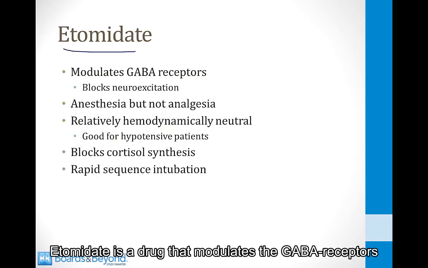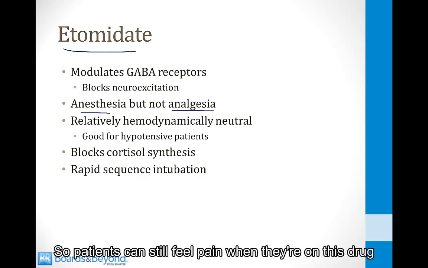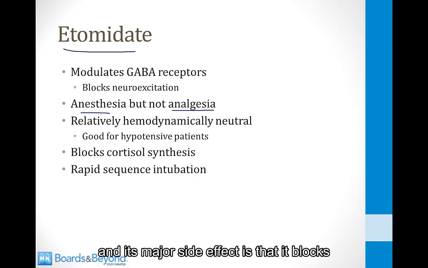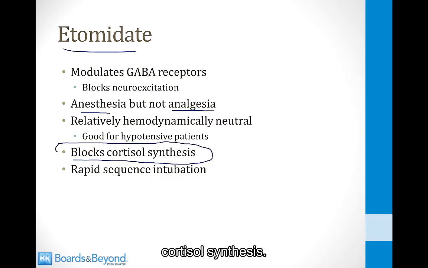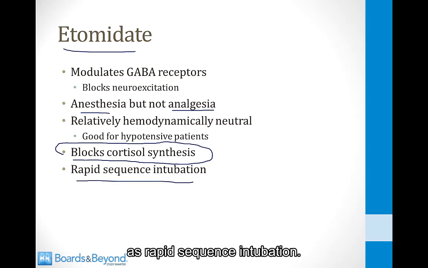Etomidate is a drug that modulates the GABA receptors and it blocks neuroexcitation. It causes anesthesia but not analgesia, so patients can still feel pain when they're on this drug even though they may be asleep. It's relatively hemodynamically neutral, so it's good for hypotensive patients, and its major side effect is that it blocks cortisol synthesis. So there are reports of people becoming adrenally insufficient after getting this drug. And the place where it's most commonly used is rapid sequence intubation.